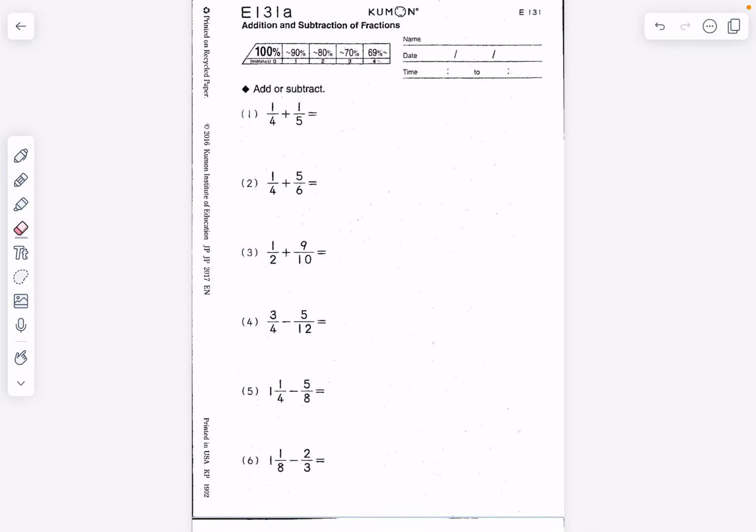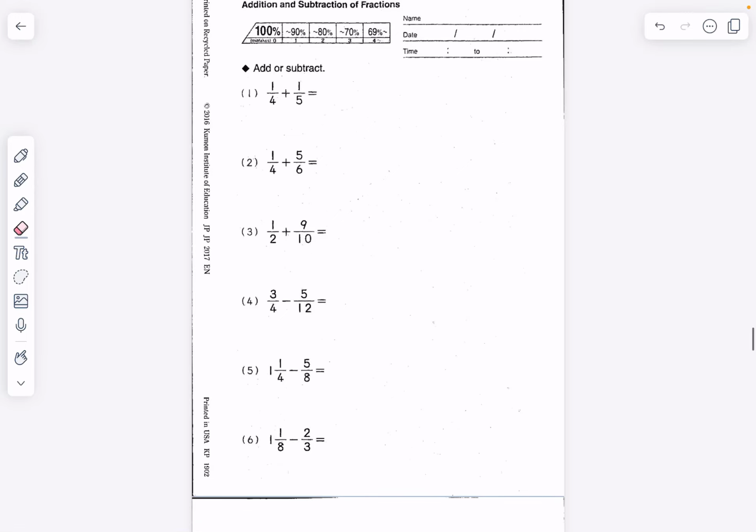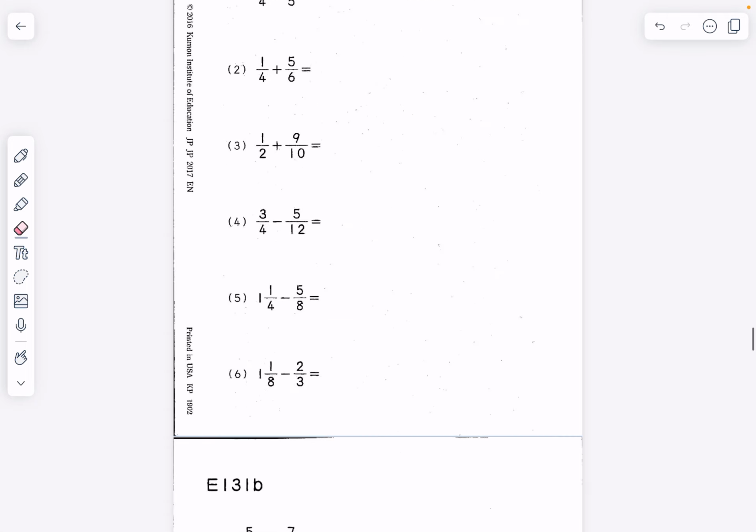Alright folks, in this video we will be working on page E131. We will be working on some of the subtraction, question number 5 and question number 6. First of all, we have a mixed fraction subtracting a regular fraction. So always find the LCM. In this case, we will find 8 as our LCM for 4 and 8.